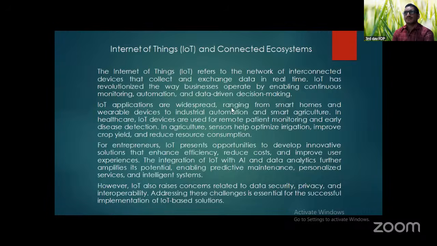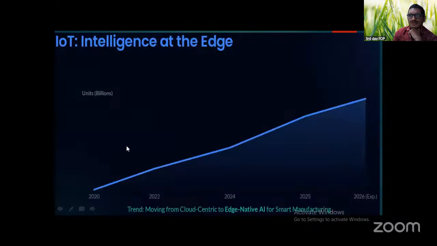IoT, Internet of Things, means devices that collect and exchange data in real time. It has revolutionized the way businesses operate by enabling continuous monitoring, automation, and data-driven decisions. For entrepreneurs, this presents an opportunity to develop innovative solutions that enhance efficiency, reduce costs, and improve user experience. So this is the role of IoT. The IoT business has grown exponentially, in billions.